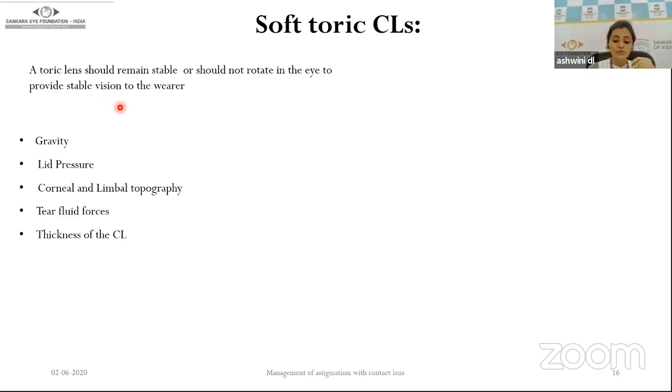All these factors depend on five components, that is, the dynamic characteristics of the lens. That is gravity, and lid pressure is also important, especially the upper eyelid pressure compared to the lower eyelid. Then the corneal and limbal topography, tear fluid forces, that is the tear film, and also the thickness of the contact lens. So keeping all these things in mind, we have to give a stable lens, and the patient should get stable vision with these contact lenses.